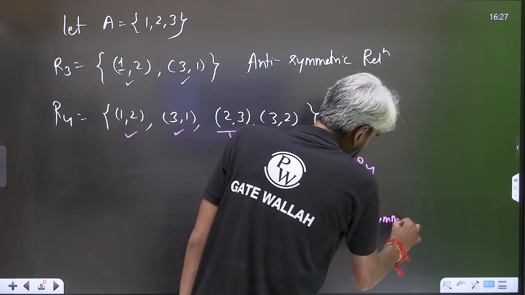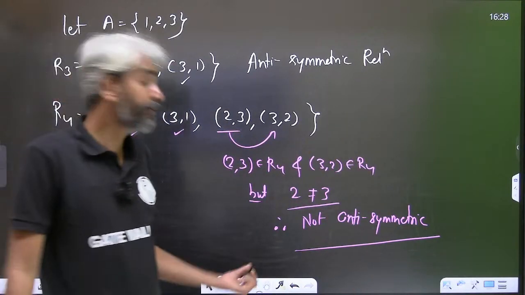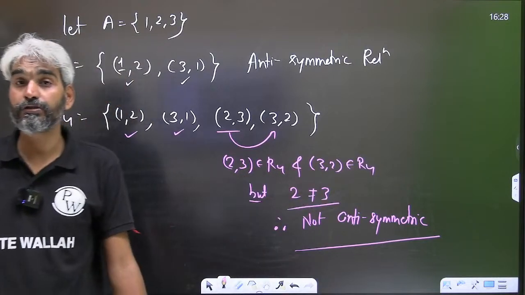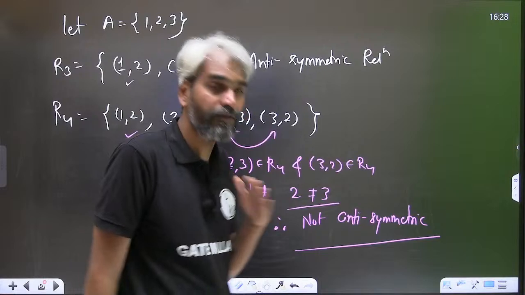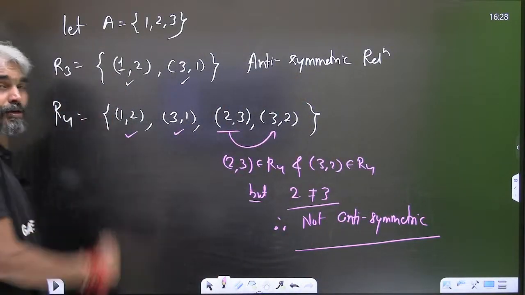Because in an anti-symmetric relation, if x comma y belongs to R and y comma x belongs to R, then x and y should be equal. But in this case, these two are present, but x is not equal to y. Therefore, it is not an anti-symmetric relation.